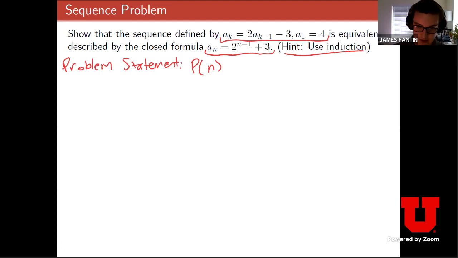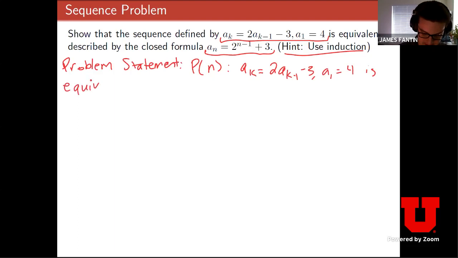Because we need to remember that we include the base case as well. So we don't just want a sub k to equal a sub n, but we also want a sub 1 to be equal to whatever a sub 1 is given by the closed form formula. So one way we could say that a sub k is equal to 2 ak minus 1 minus 3, and a sub 1 equal to 4 is equivalent to a sub n is equal to 2 to the n minus 1 plus 3.